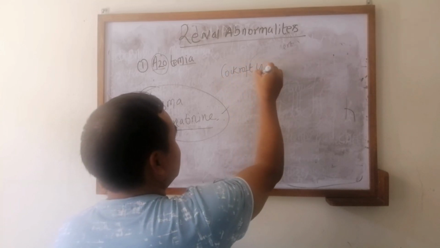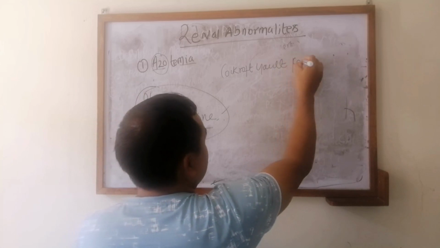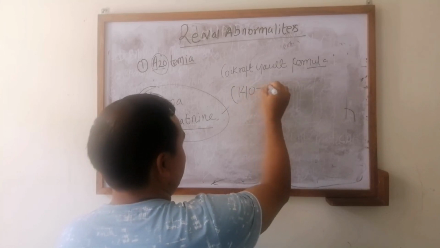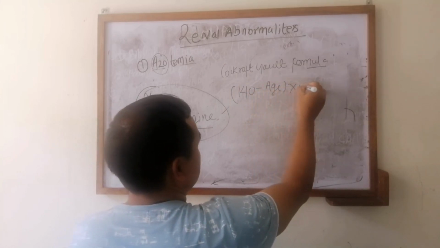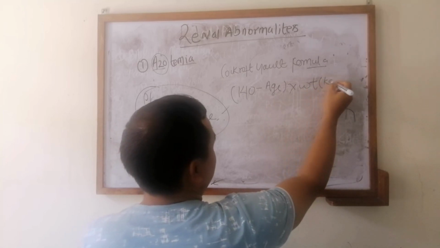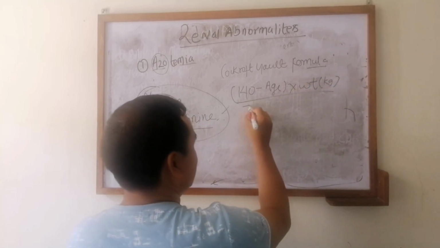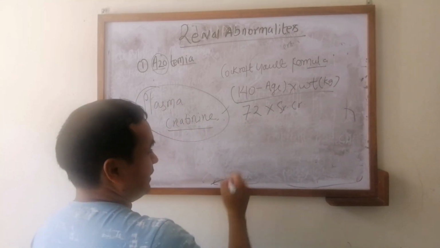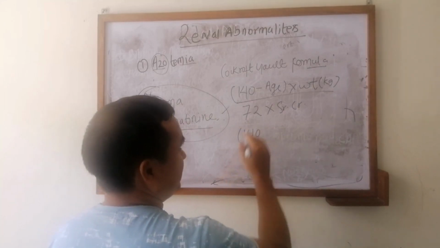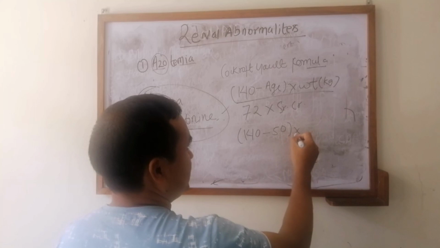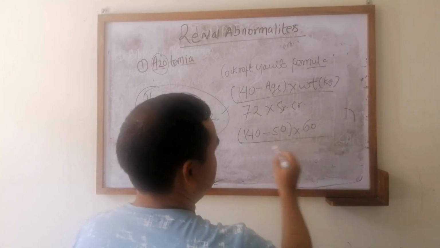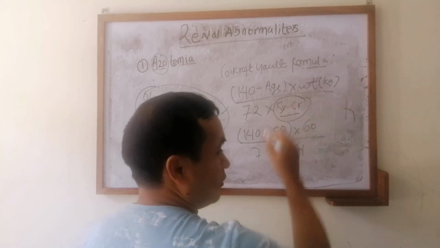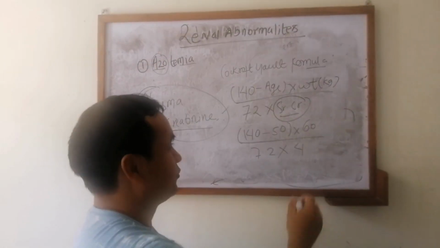Okay, then there are some formulas that we often use, the Cockcroft-Gault formula we usually use in the ward. The formula is (140 minus age) into weight in kilograms, divided by 72 into serum creatinine level. Like if you are calculating the EGFR of a 50-year-old, then 140 minus 50, into weight. If his weight is 60 kilos, and his creatinine is 4, then you can do it. You can get the value of creatinine by the blood test, and weight you have to measure.